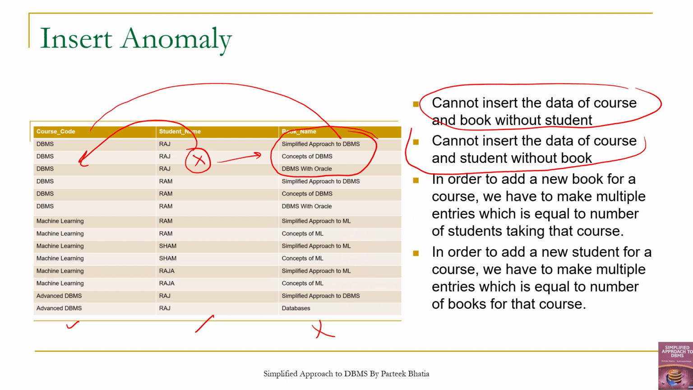Now let's suppose a new book is launched for a particular DBMS course. Let's suppose a D book has been launched for this DBMS course and we want to recommend it as a textbook. Again, we have to make multiple insertions, equal to the number of students studying that particular course. So these are some of the problems in insert, and we have to remove these insert anomalies.